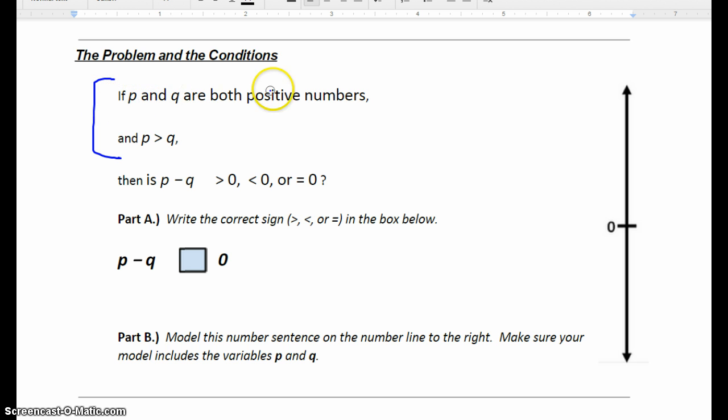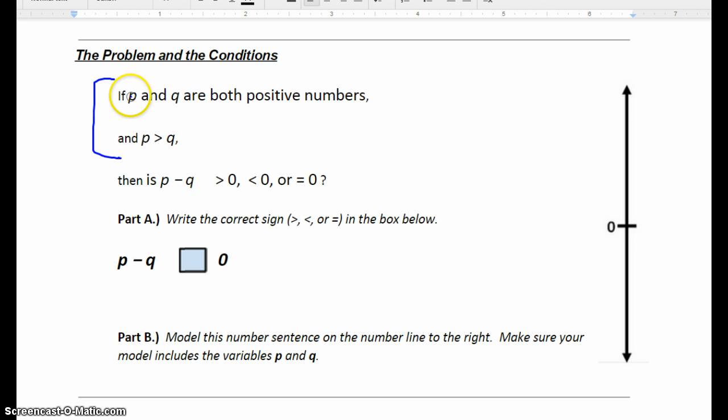In math, they call these conditions, and they're like the rules of a math problem. So these are our two conditions. If we can understand these conditions and then figure out what we're being asked to do and asked to find, then we can solve the problem. So the first step is trying to understand these.